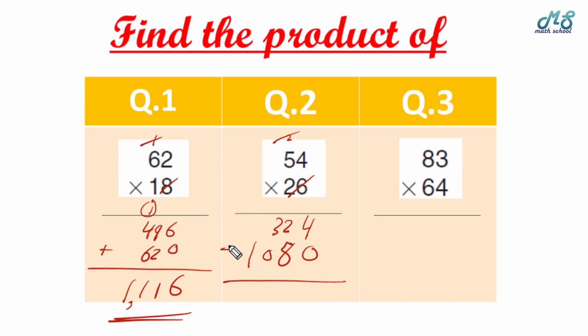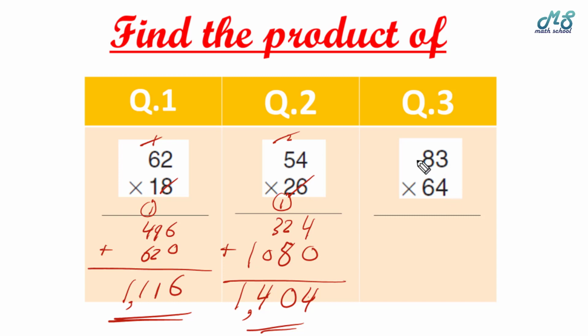Now add the two partial products to find the final product. 4 plus 0 equals 4, 2 plus 8 equals 10. Write 0 and carry 1 over 3, it will be 4. Just bring down 4 and bring down 1. Now the product is 1404.